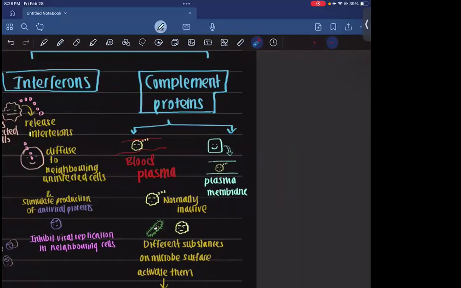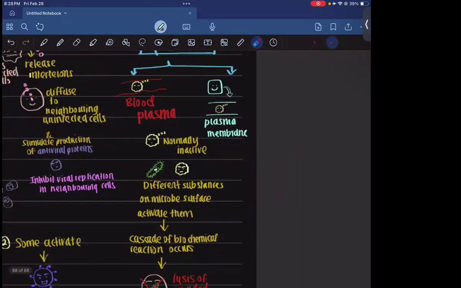These complement proteins are present in the blood plasma and they are present in the plasma membrane of normal body cells. Where are they present? They are present in the blood plasma and they can be present in the plasma membrane of normal body cells. Okay, plasma membrane. Normally, are they active or inactive? Normally, these complement proteins are sleeping, they are inactive.